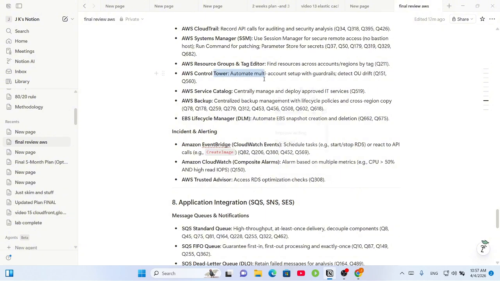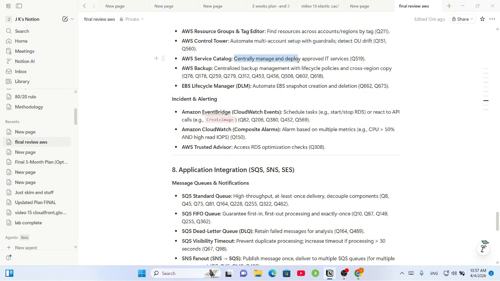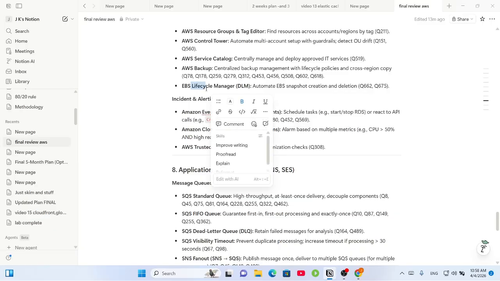And AWS Control Tower automates multi-account setup with guardrails, detecting organizational and individual changes. Service Catalog centrally manages and deploys approved IT services. And this one is important, AWS Backup, because you get a lot of questions here. Centralized backup management with lifecycle policies and cross-region copy. This is AWS Backup. EBS Lifecycle Manager, DLM, automates EBS snapshot creation and deletion.